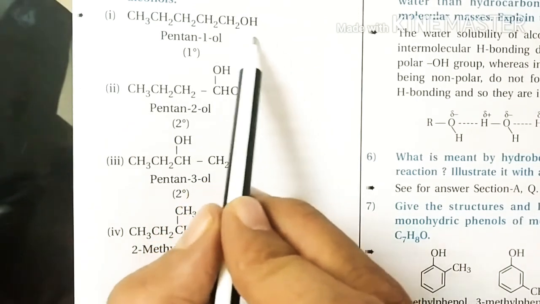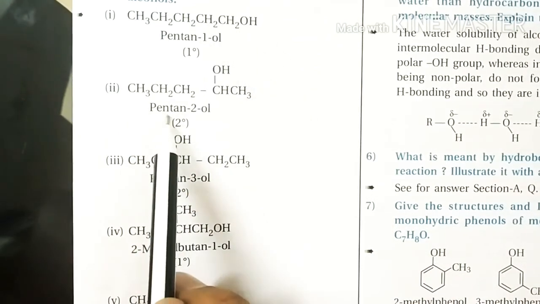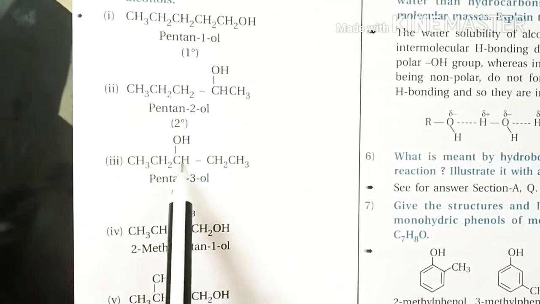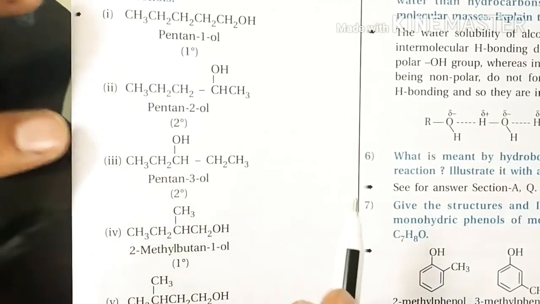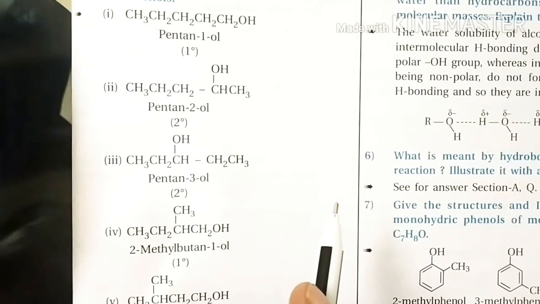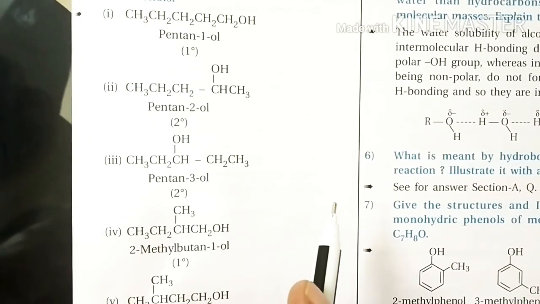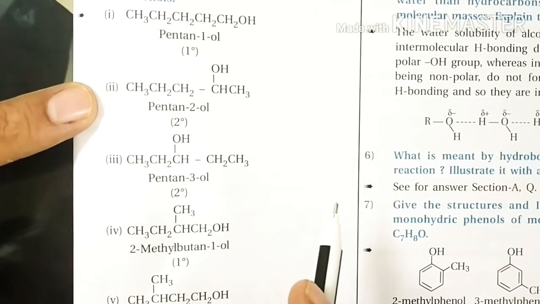Now we move this OH from the first position to the second, so it's pentan-2-ol. Next one is the third position, pentan-3-ol. Now there is no new position for OH at position 4; if you put an OH at the 4 position, it's simply pentan-2-ol.